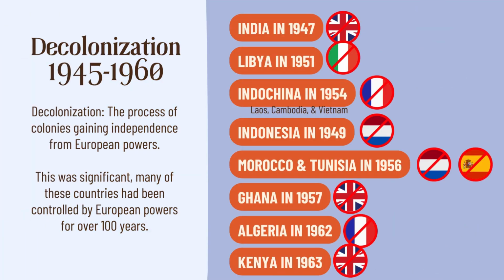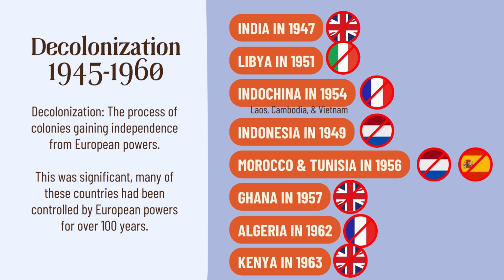Another thing that was happening in this post World War II Cold War era is decolonization. We've talked about colonization and how it was mostly European countries who were going out and claiming land and claiming to be in charge of other people. From 1945 to 1960, a lot of countries gained their independence. They got rid of European control and they became more independent. So, this is the process of these countries gaining independence from European countries. It's significant because a lot of these countries had been controlled for over 100 years.